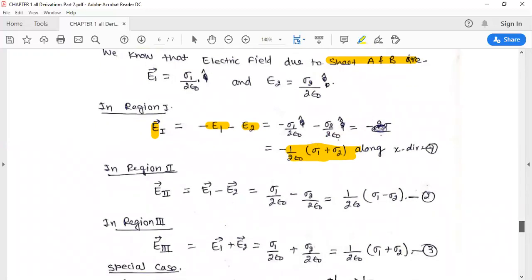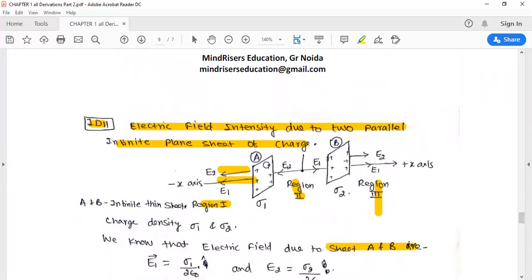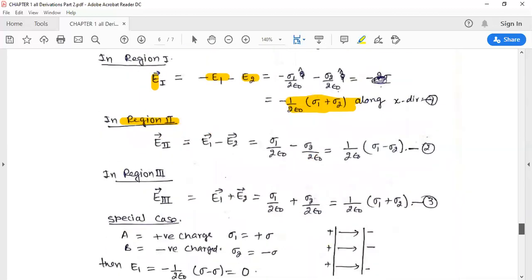In region 2, net electric field, you can see this is region 2, and E1 is outside the surface because it's a plus charge, so E1 will be outside like this, and E2 will be outside to this surface, so E2 will be in this direction. So net E is E1 minus E2, which is sigma 1 by 2 epsilon naught minus sigma 2 by 2 epsilon naught. Finally, you will get 1 by 2 epsilon naught into sigma 1 minus sigma 2.